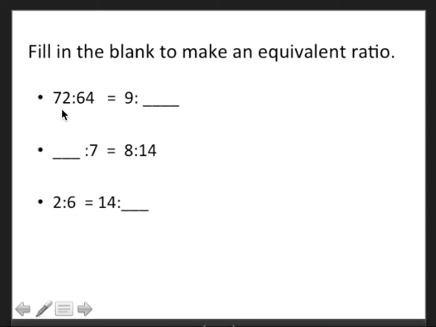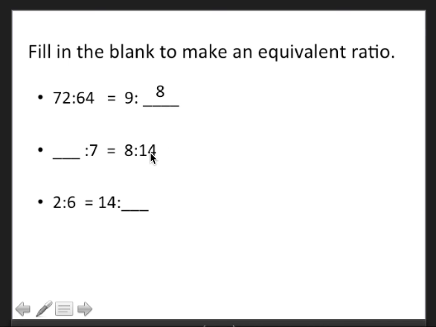So I want you to look at these and let's think about finding and making equivalent ratios. So if I have the ratio of 72 to 64, that is equal to the ratio 9 to what? So think about here, 72 to 9. 72 divided by 9 is 8. So 64 divided by 8 is 8. Okay, so sometimes you're going to be dividing both numbers.